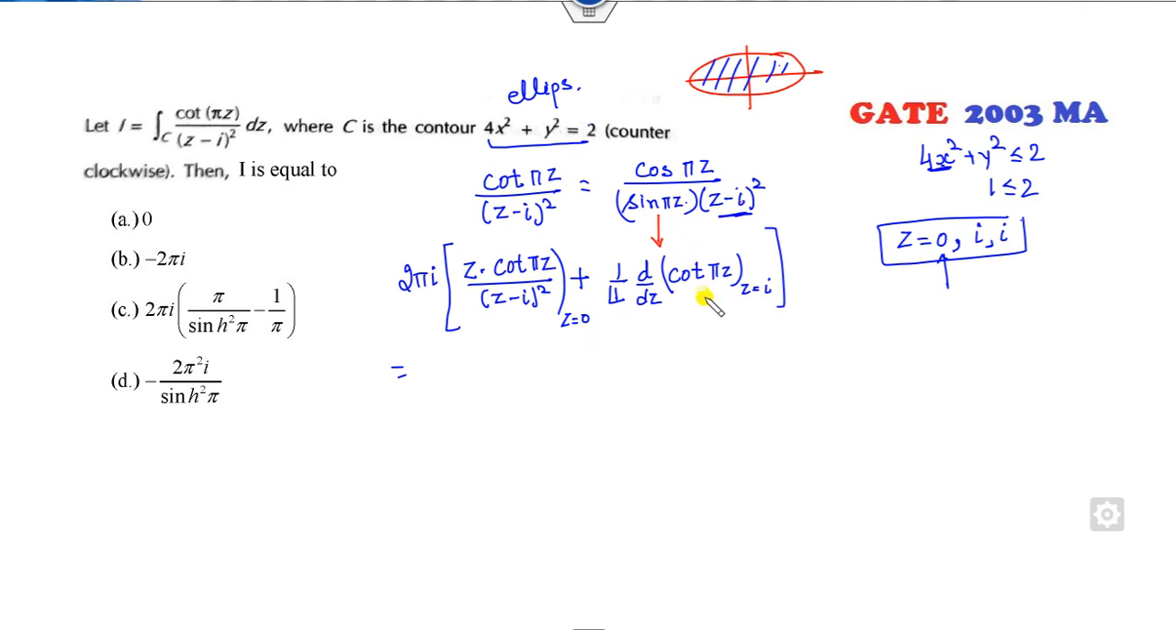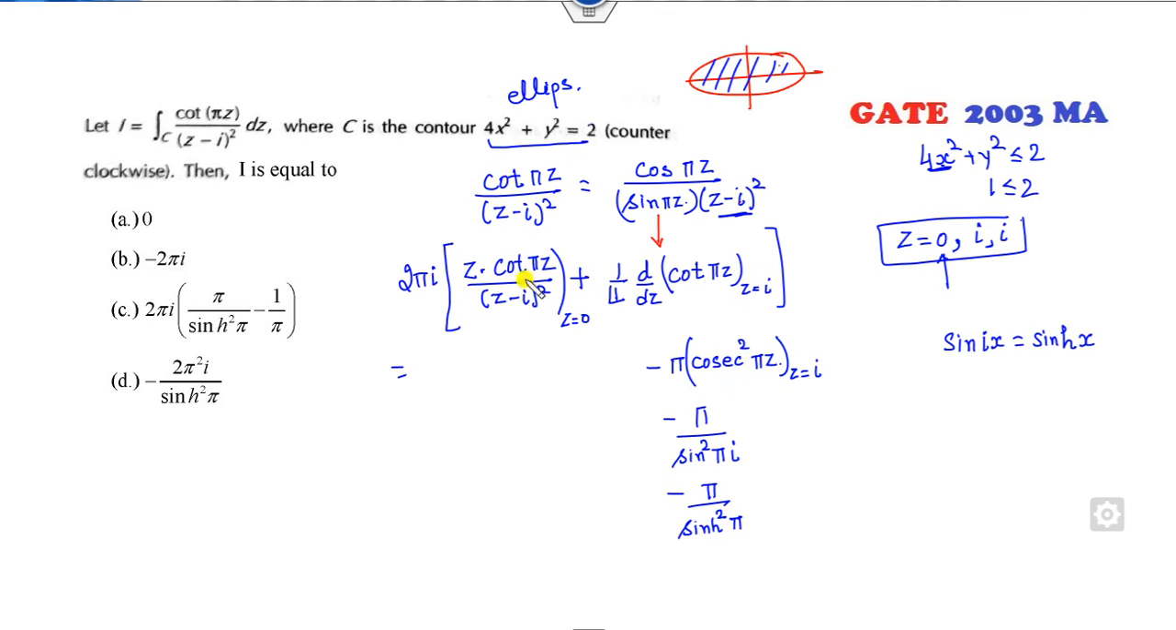Now clearly, firstly I can find: it is cot, which means the derivative is cosecant square of πz. Fine. So what is the cosecant square at z equal to ι? So it is minus π. I can write as sin square of πι. I can write as hyperbolic. So we all know what is the sine of ιx. It is sinh x. So this part will be minus π sinh square of π.